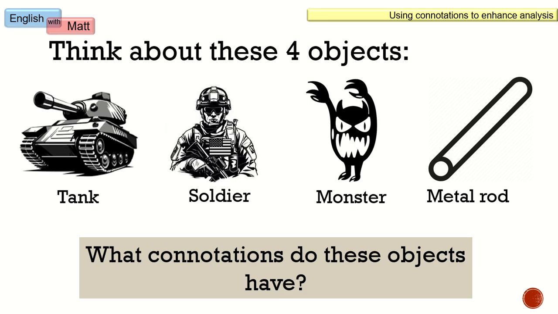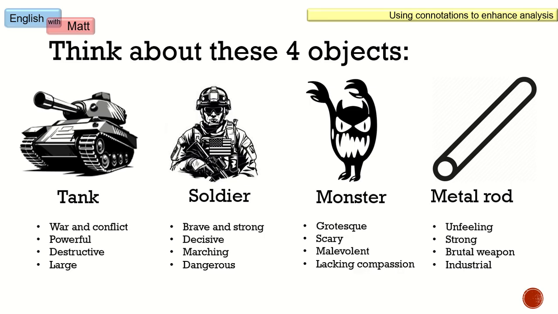All of these objects come with connotations attached to them, characteristics that these objects have associated with them. So you can pause the video now and think about what comes into your head when you think of these four things, or you can continue watching and we can go through some possible ideas. And here we have some ideas. Usually when students think of the connotations of the noun tank, they think of things like war and conflict, something that's quite destructive or large or powerful.